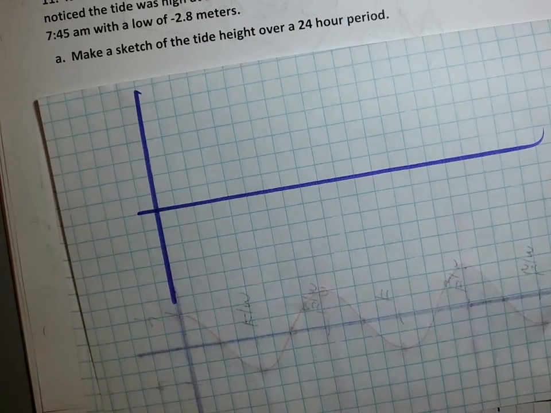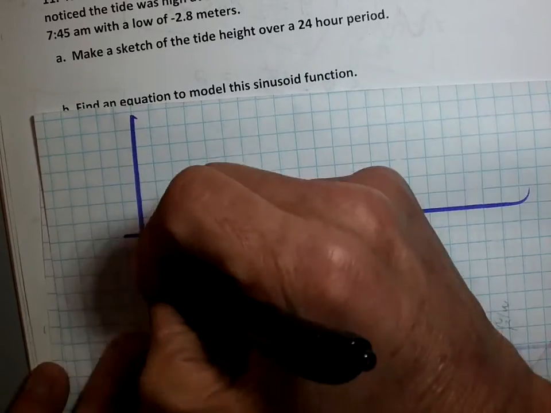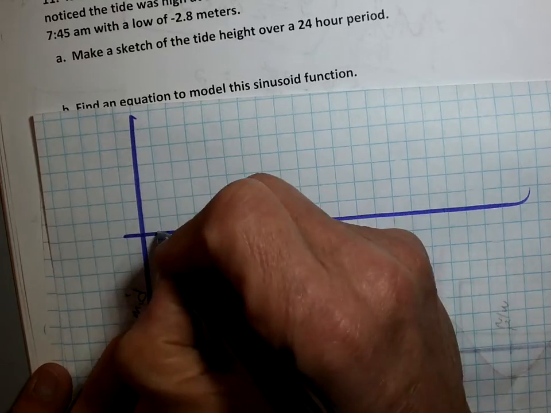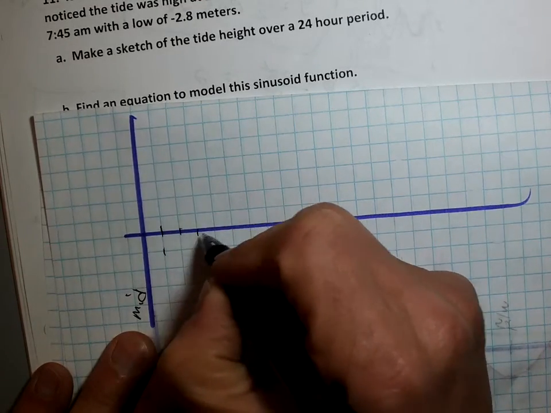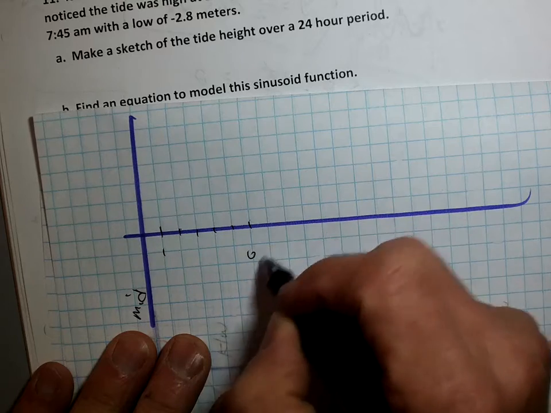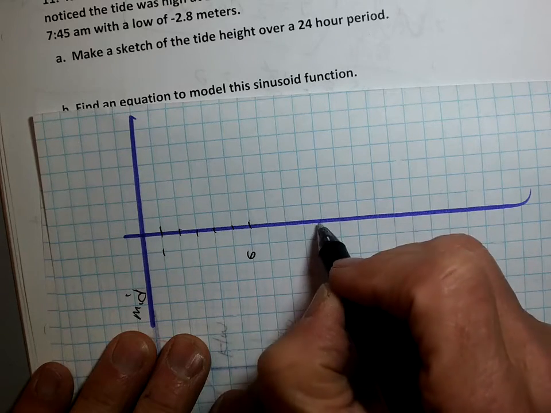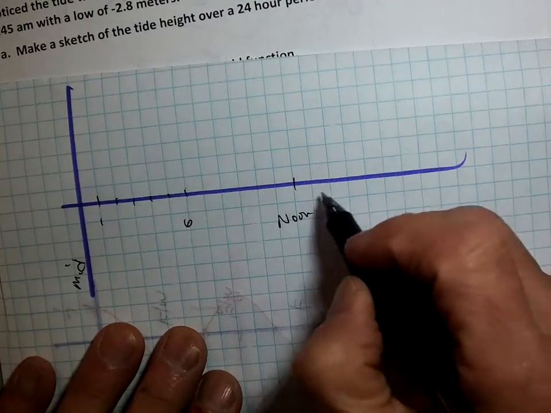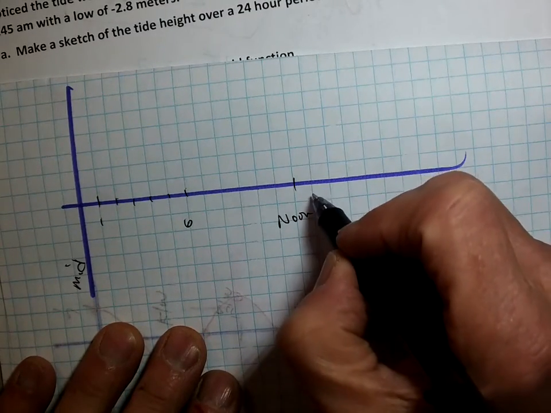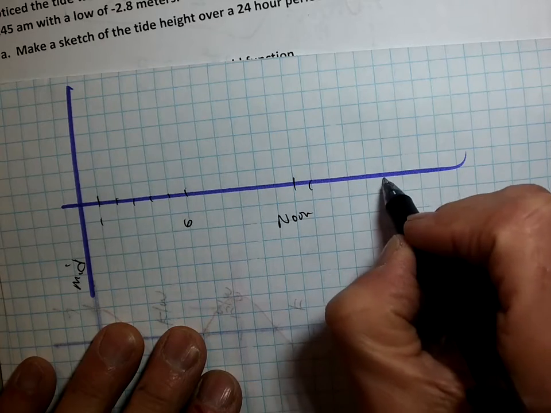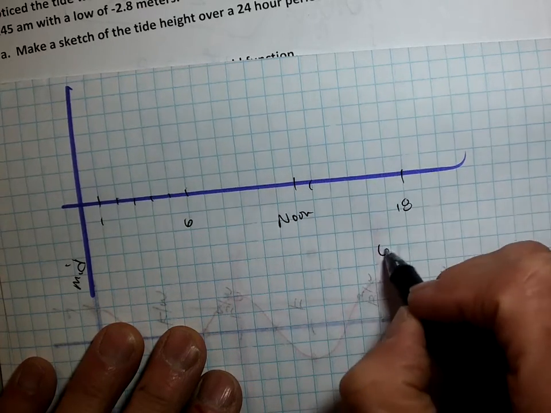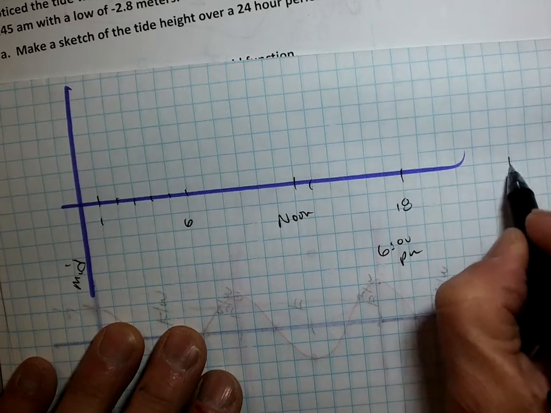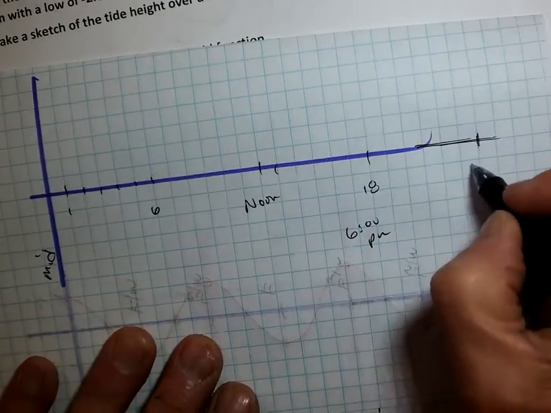So I need to do 24 hours. So let's go midnight. I'm going to go 1, 2, 3, 4, 5, 6, 7, 8, 9, 10, 11, 12. There's noon. And then, instead of 1, I'm going to go 13, 14, 15, 16, 17, 18. 18 is really 6 o'clock p.m. 19, 20, 21, 22, 23, 24. There's my 24, or back to midnight.